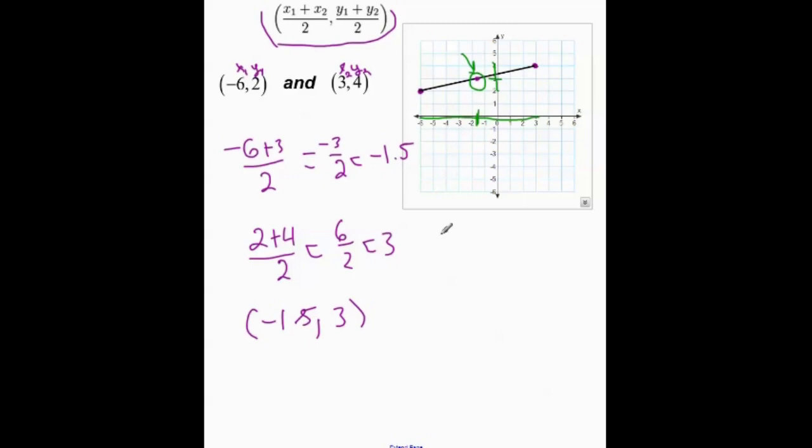Yay. That is it for the midpoint. You're going to have lots of in-class practice, nothing to stress over, and we're keeping it very basic. Later on, I'm going to give you the midpoint and an endpoint, and you have to find the other endpoint. But I'll save that for another lesson.